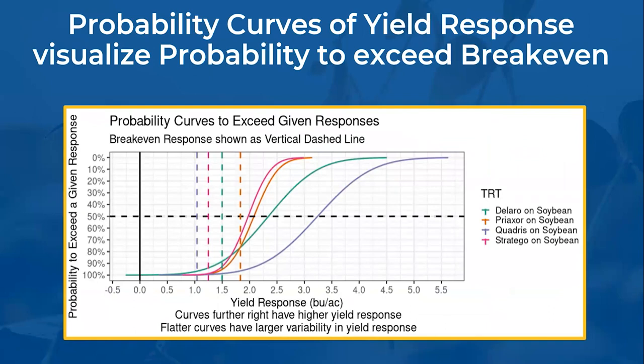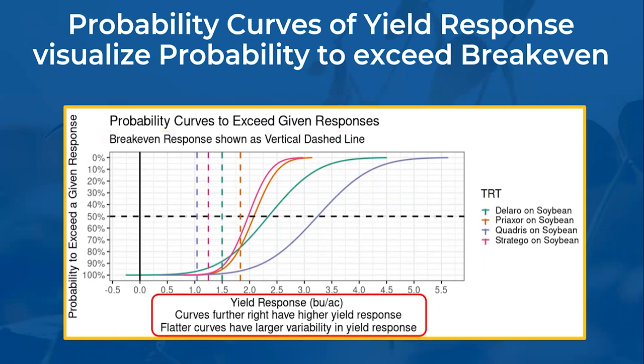Another way to view the economics is through the probability curves of yield response. And I know it looks like a lot going on, but it's fairly easy and we'll walk through it. So the break-even response is shown as a vertical dashed line. Those colored vertical dashed lines correspond to the legend on the right based on the different products. And where that vertical dashed line touches the x-axis, or the yield response in bushels per acre, demonstrates the break-even response required to pay for the product.